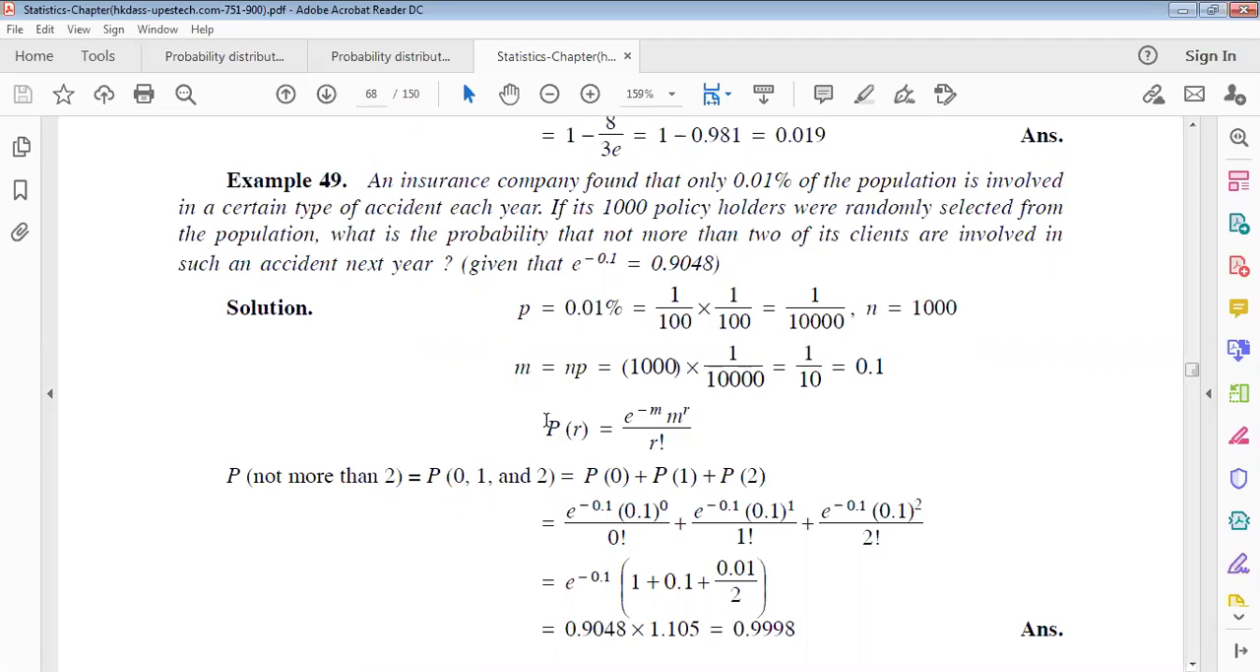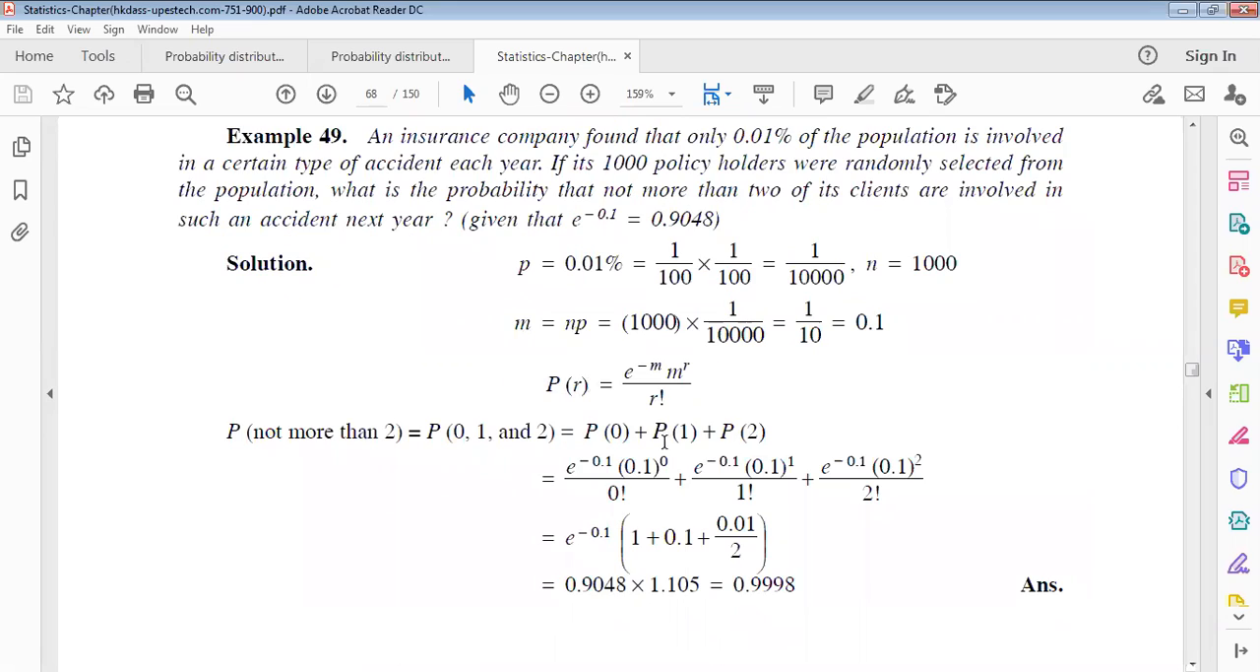We know the probability density function for the Poisson distribution is e to the power minus m, m to the power r divided by r factorial. Now we want the probability of not more than 2 clients. Not more than 2 means probability of 0 or 1 or 2. This is a printing mistake, it should not be and, it will be or. Because not more than 2 means maybe 0, maybe 1, or maybe 2. This will be or.